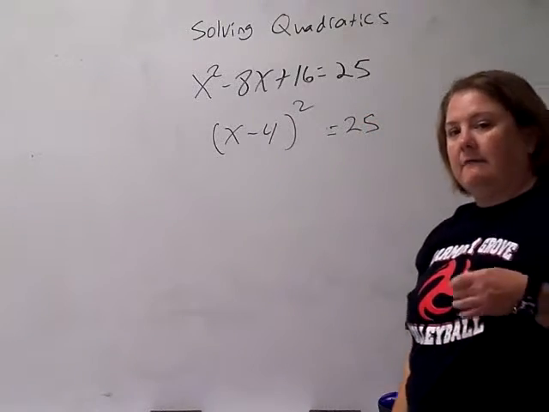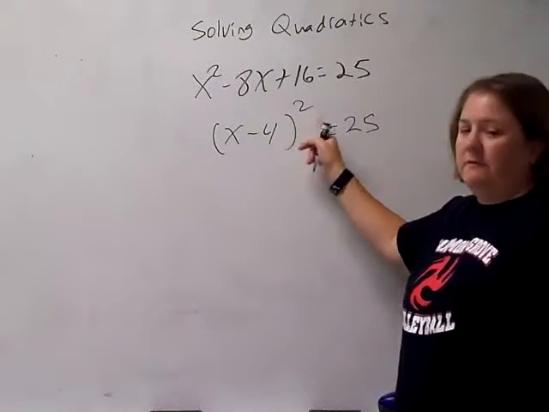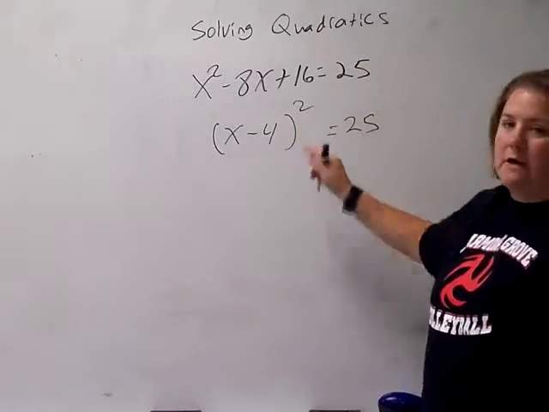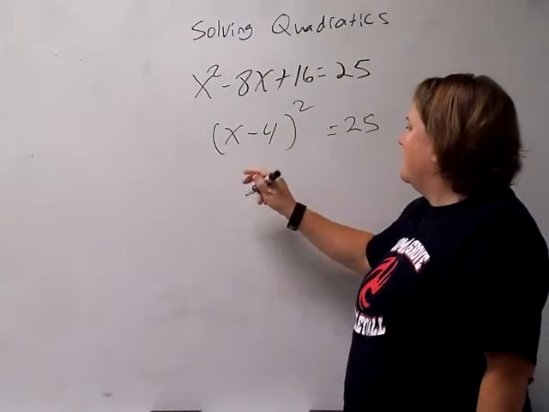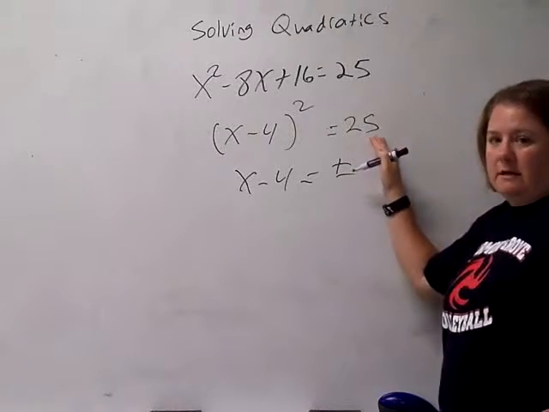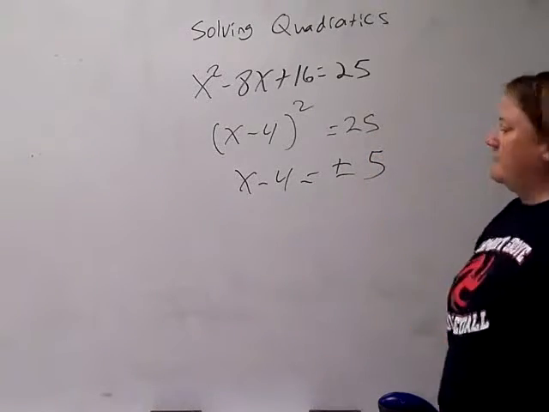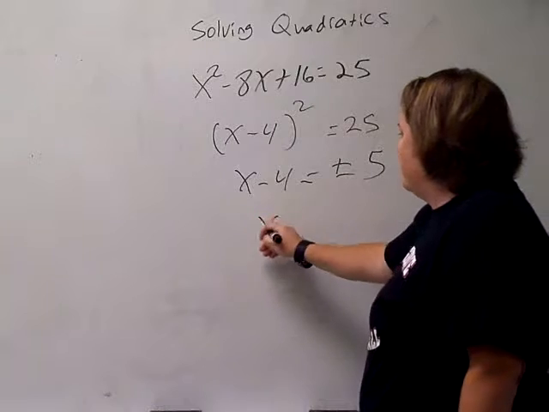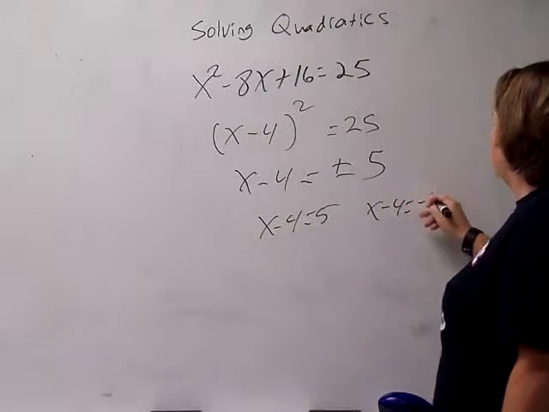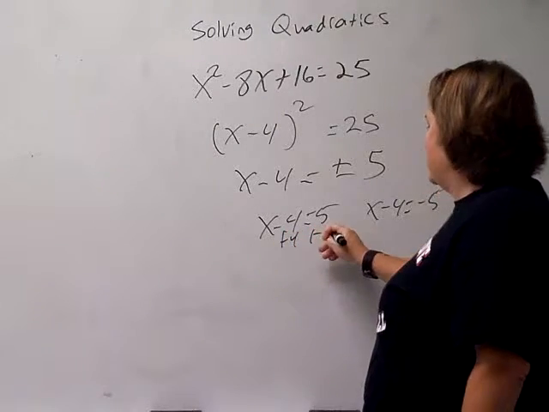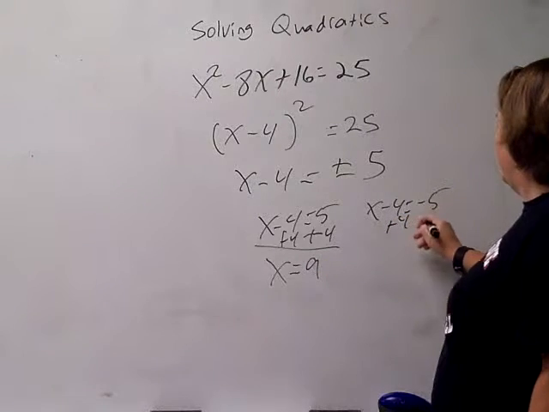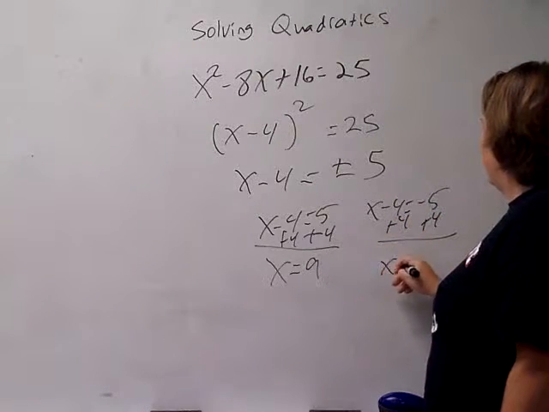Now, since I have completed the square, I've made it a perfect square, I can now finish solving by taking square roots. I can undo the squared by square rooting. So the square root and the squared will cancel out here. Over here, square root of 25, well, that can be positive and negative 5. So to solve, I'm going to have x minus 4 equals 5, and x minus 4 equals negative 5. Add my 4 on this side, and I get a 9. Add my 4 over here, and I get a negative 1.